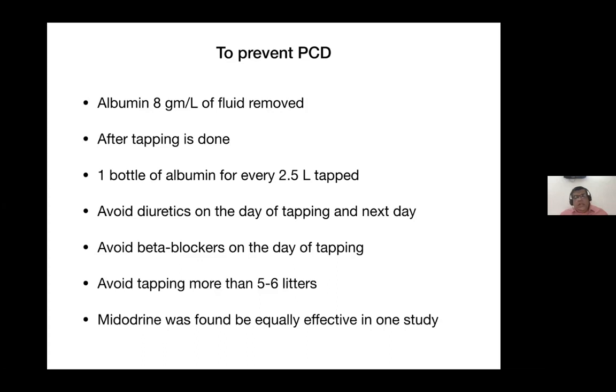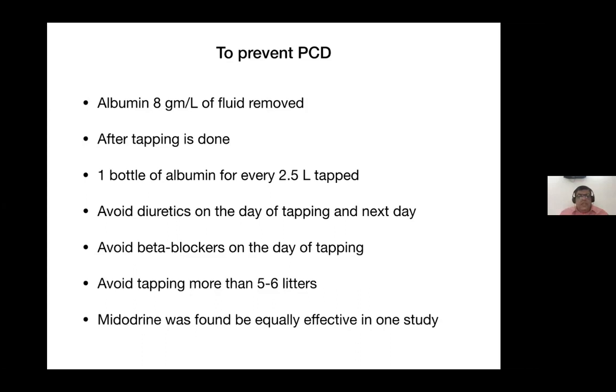Another practice pearl I can give you is do not give diuretics on the day of tapping and the next day, and do not give beta blockers on the day of tapping. Avoid tapping more than 5 to 6 liters if you can, unless the patient has such massive ascites that it is mandatory. If it does not help the respiratory embarrassment, then you can tap more, but otherwise avoid tapping more than 5 to 6 liters.